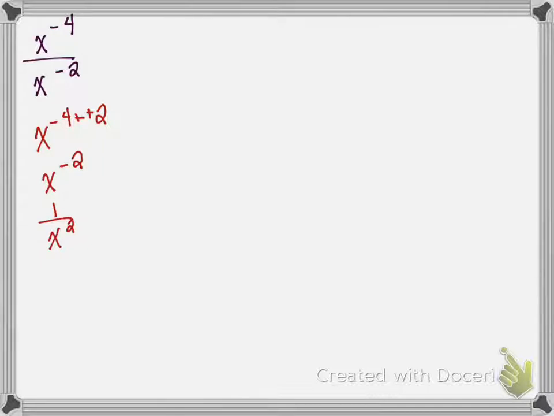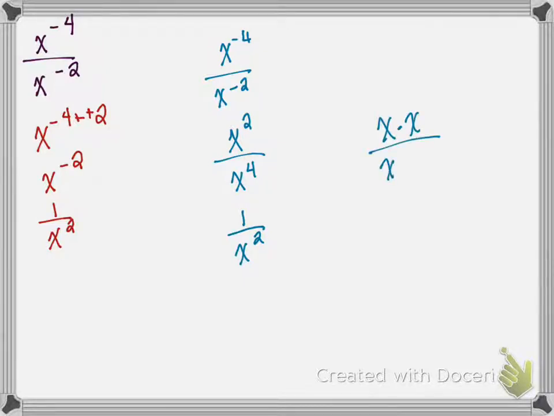My option 2 is I have x to the negative 4th over x to the negative 2. I'm going to rewrite those as positive exponents. So I have x squared in the numerator and I have x to the 4th in the denominator. What's the difference between 4 and 2? 2. Do I have more on the top or more on the bottom? The bottom. So I'm going to have 1 over x squared. I can also write this as x times x over x times x times x times x. So there's multiple ways that we can do that one.